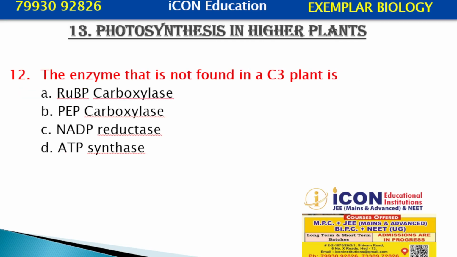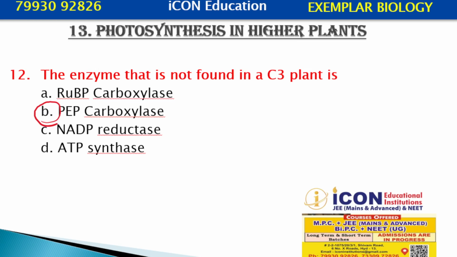Question number 12. The enzyme that is not found in C3 plant is... RuBP carboxylase, this you will see as a primary carbon dioxide acceptor. PEP, phosphoenol pyruvate carboxylase, this enzyme is not present in the C3 plant. It is there in the C4 plant. NADP reductase, this is there. ATP synthase, this enzyme is also present.